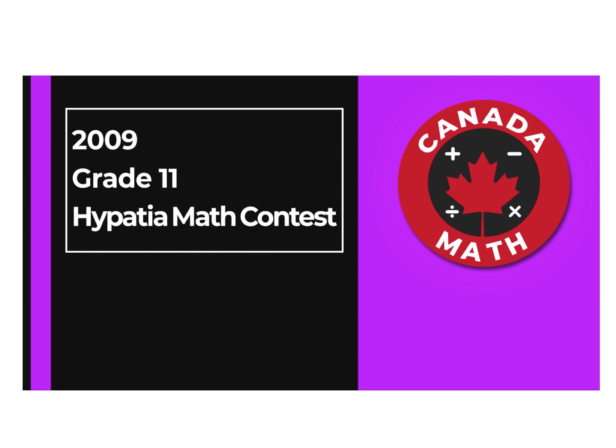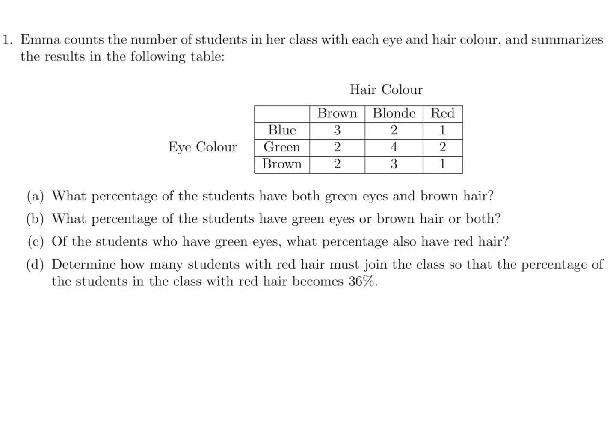2009 Grade 11 Hypatia Math Contest. Number 1. Emma counts the number of students in her class with each eye and hair color and summarizes the results in the following table. What percentage of the students have both green eyes and brown hair?